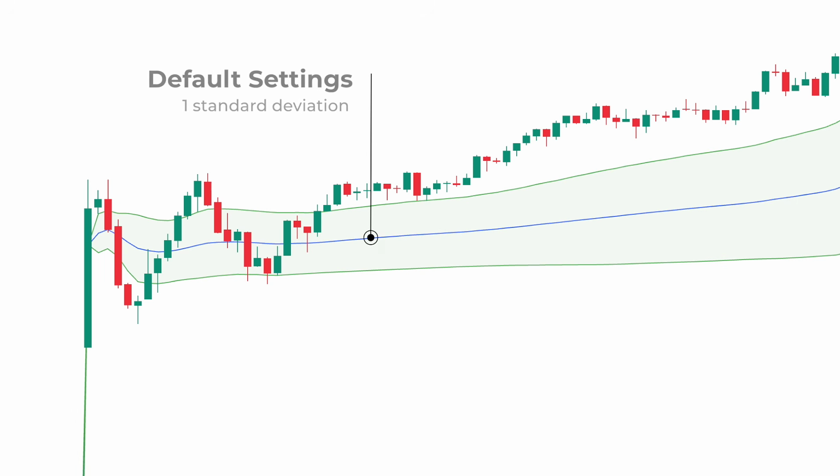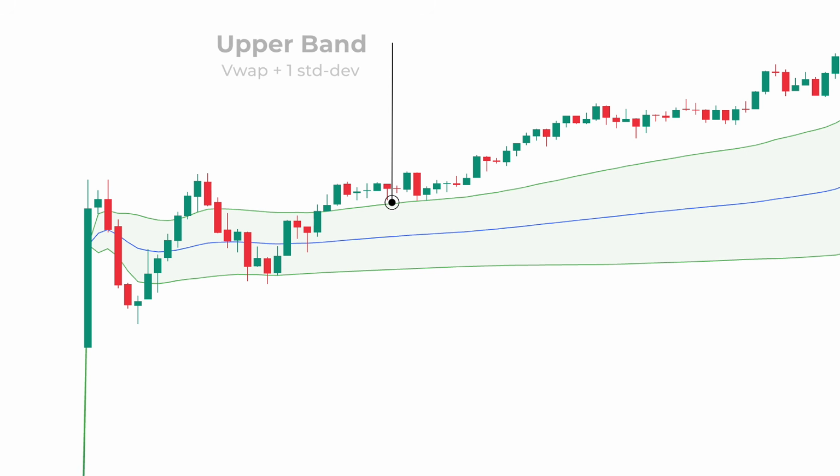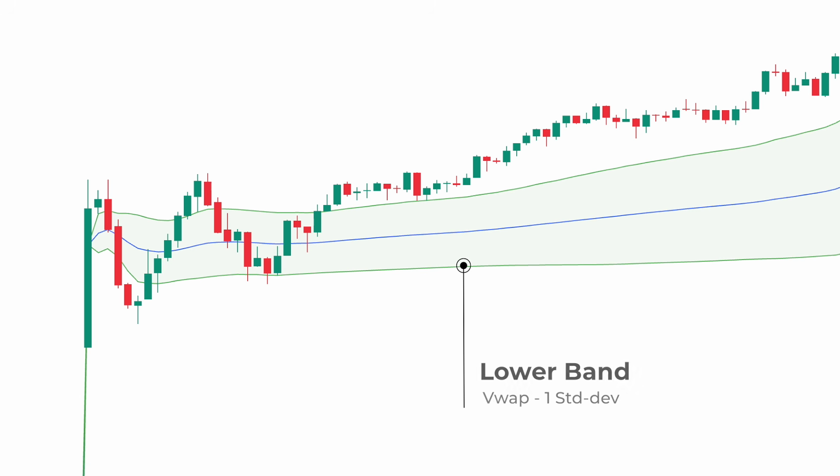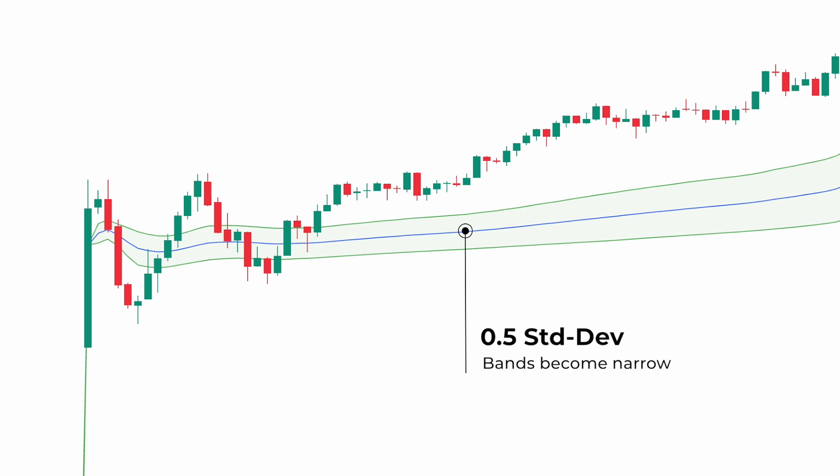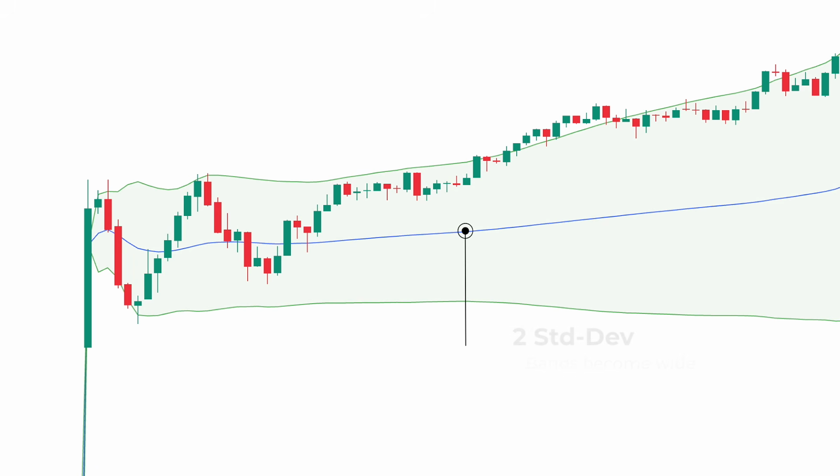The default settings for these bands are set to 1 standard deviation. This means that the upper band is calculated by adding 1 standard deviation to the VWAP. Similarly, the lower band is calculated by subtracting 1 standard deviation from the VWAP. If we change this value from 1 to 0.5, we can see that the bands become narrow. Similarly, if we change the value to 2, the bands become wider.